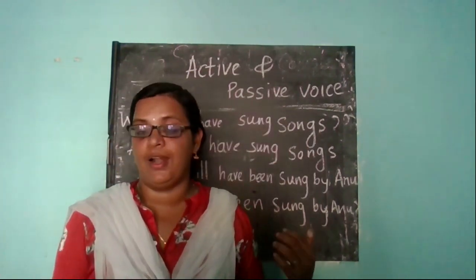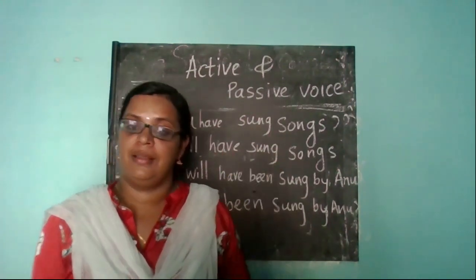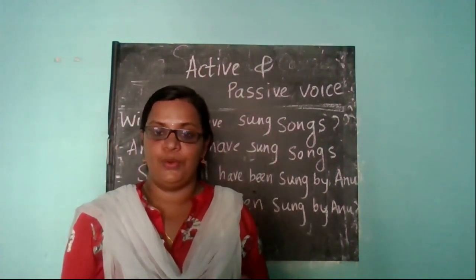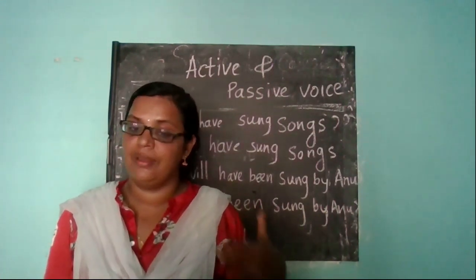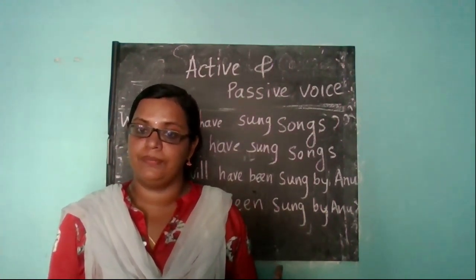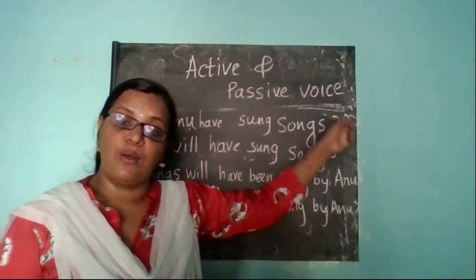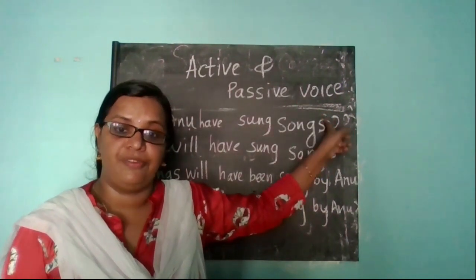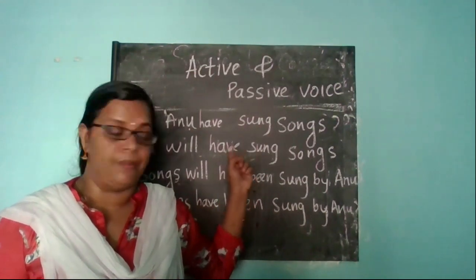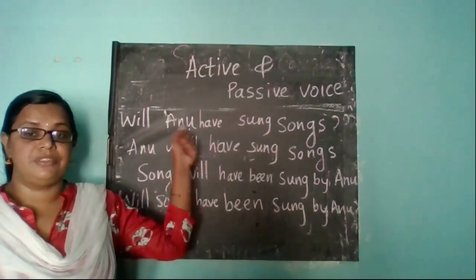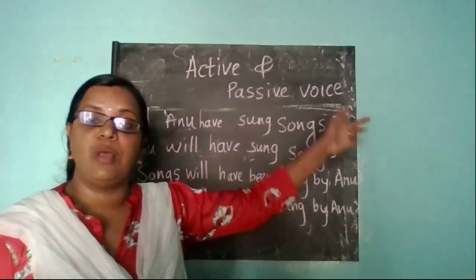Now let us see how to convert a yes or no question from active to passive when the tense is future perfect. You know that what is the format of future perfect? Will have or shall have plus V3. Clear? See this. Will Anu have sung songs? The question is in interrogative form. So which is our first step? Change into an assertive form. Pick out the subject. Anu. Anu will have sung songs.